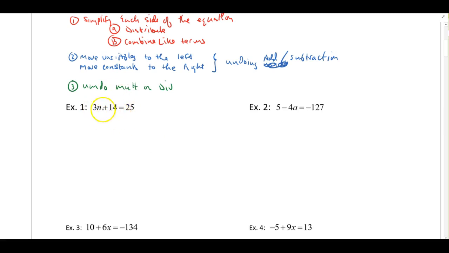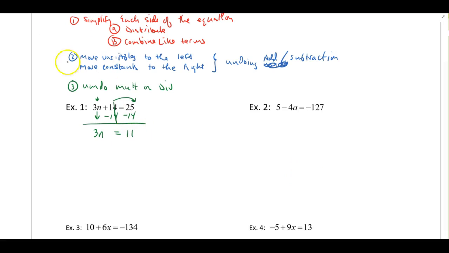So, example 1, I look at the left side of the equal sign, and I see no distributing or combining like terms. I look at the right, nothing like that either. I have all my variables to the left because I have no variables on the right side. So, do I have all my constants on the right side? No. So what I have to do is move this term over. Well, how do I get rid of it on this side? Since it's plus 14, I'm going to subtract it. Then I'm going to line it up under the 25. So I bring down the 3n. These should add up to 0 and eliminate. And then 25 minus 14 will give me 11.